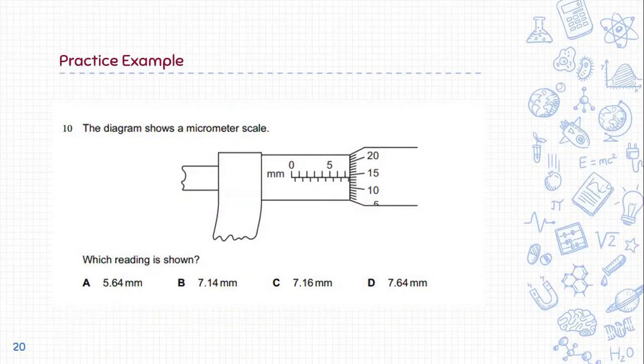Moving on to the next, we have to find out the reading here. So 5, 6, 7, 7.5, and then the datum line touches at 0.14. So 0.11, 0.12, 0.13, and 0.14 is where the datum line touches. So 7.5 plus 0.14, 7.64 is the answer to this question.